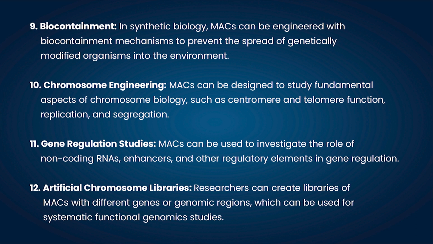Next is chromosome engineering. Mammalian artificial chromosomes can be designed to study fundamental aspects of chromosome biology, such as centromere and telomere function, replication and segregation. Next is gene regulation studies. Mammalian artificial chromosomes can be used to investigate the role of non-coding RNAs, enhancers and other regulatory elements in gene regulation. Next is artificial chromosome library.